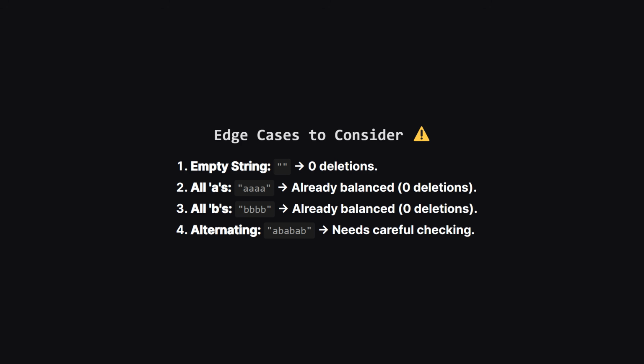Before we code, we always want to think about edge cases. What if the string is empty? Well, that's 0 deletions. What if it's already just A's? That's balanced, so 0 deletions. Same if it's purely B's. The tricky part comes when they are mixed up, like ABAB. We need an algorithm that handles these mixed cases just as reliably as the simple ones.